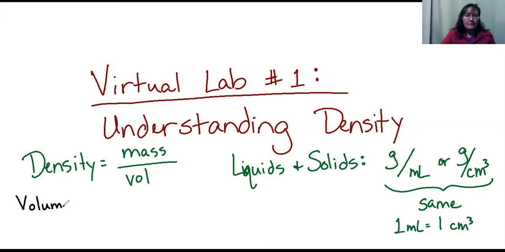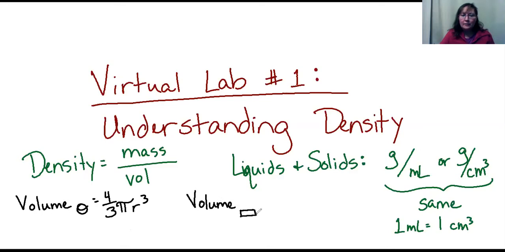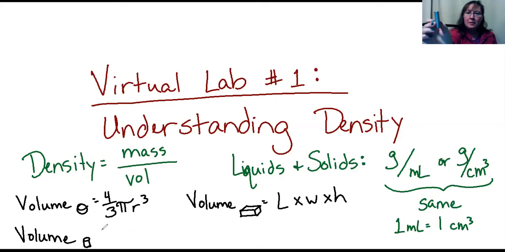So volume of a sphere is equal to 4/3 pi r cubed, where r is your radius. The volume of a rectangular solid is equal to length times width times height, okay? And last, the volume of a cylinder, and that's what we're going to be working with today. You'll be able to see these more when I stop sharing the screen. But the volume of a cylinder is equal to the length or the height of the cylinder times pi r squared from the circle at the top.